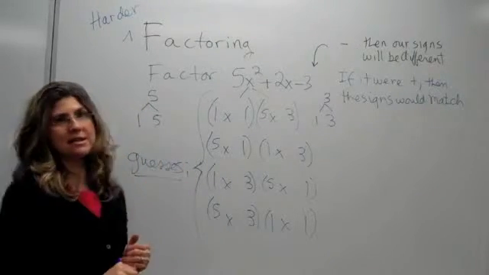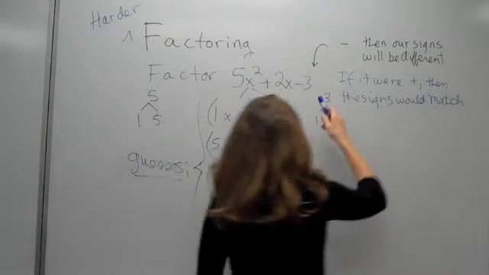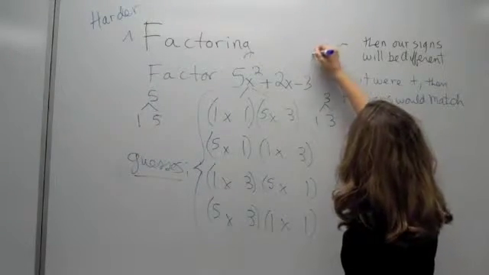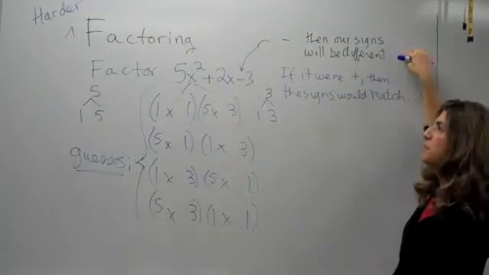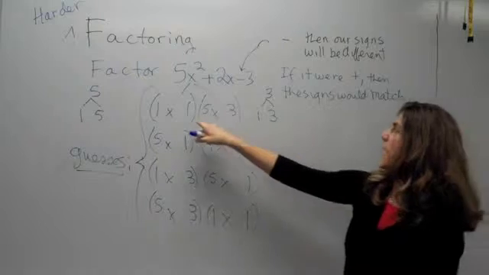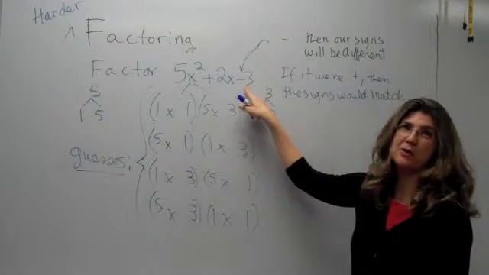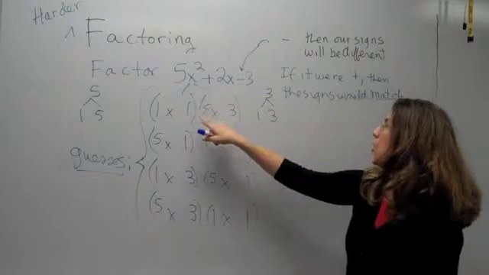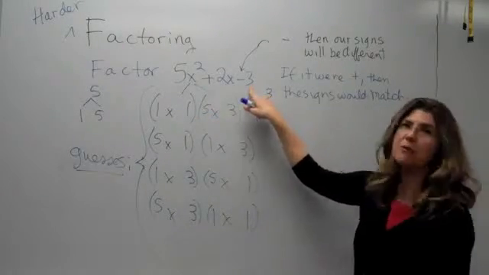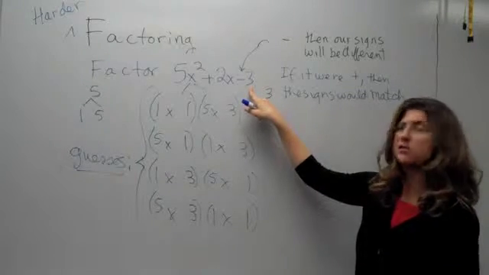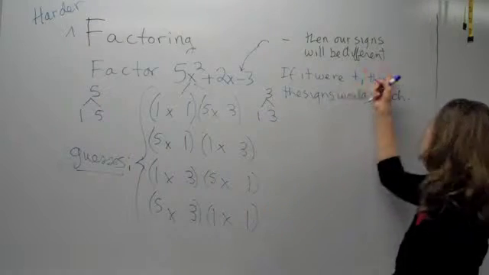Now, we're going to put in the signs last. How do we know which signs to use? Since this sign here is negative, we know that then our signs will be different. That is because if we had minus 1 and minus 3, we multiply them together, we get plus 3, and that wouldn't match our original, right? Or if we had plus 1 and plus 3, that would multiply to give plus 3, and that wouldn't match our original. The only way to match our original is to have minus and plus, or plus and minus, so the signs must be different.